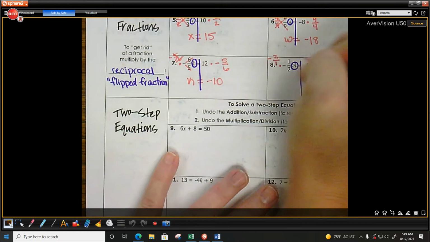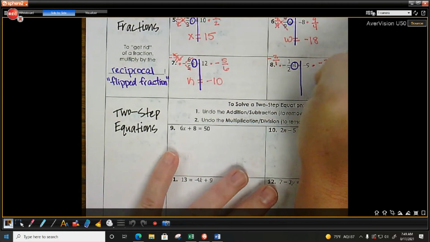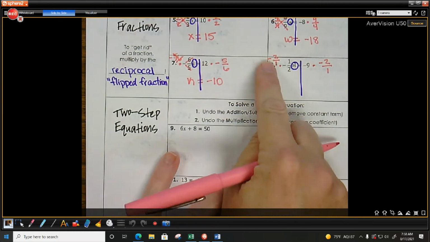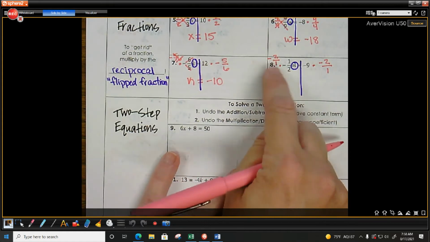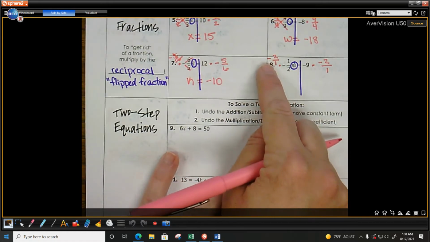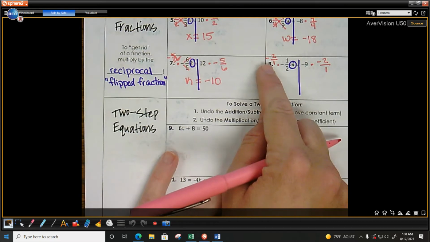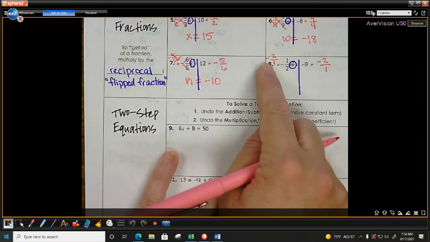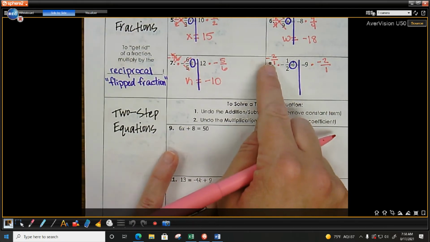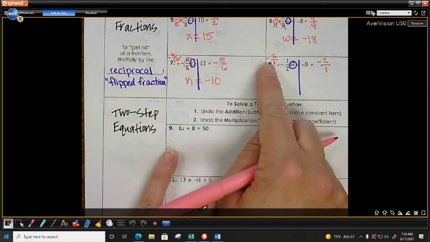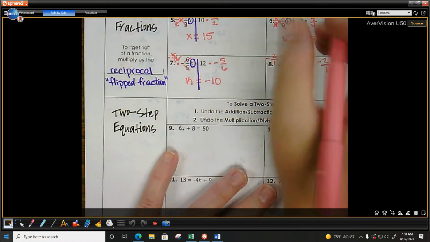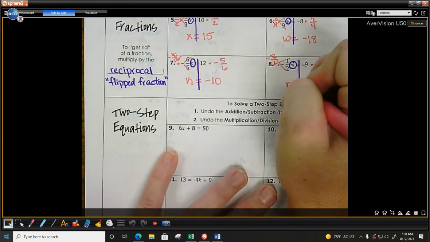Remember, we do not change the operation sign. We're not changing it from a negative 1/2 to a positive 2 over 1. The only time we're changing the sign from positive to negative or negative to positive is when we're undoing our addition and subtraction. Here we're undoing our multiplication, so we're not going to change the sign. So those cancel, and I get n equals positive 18.